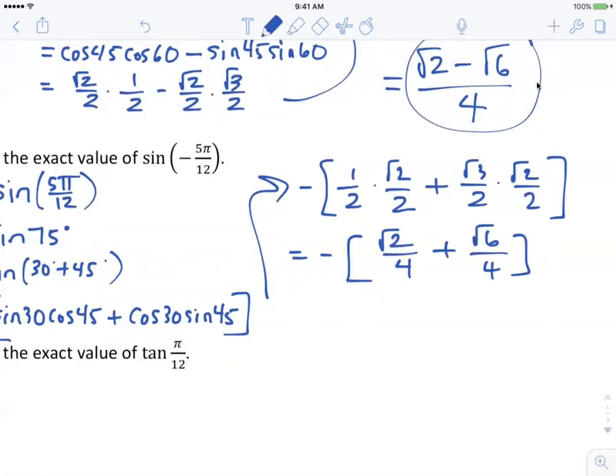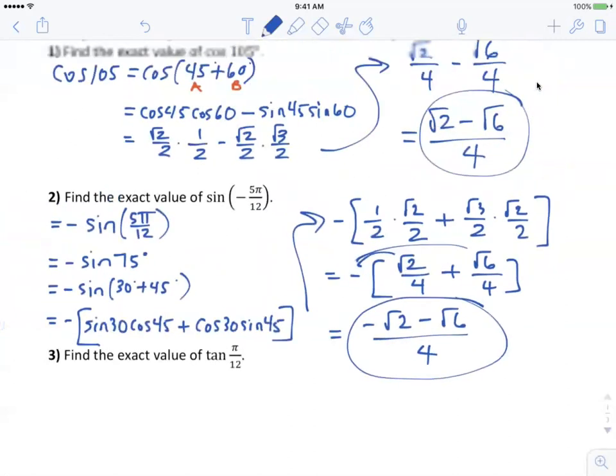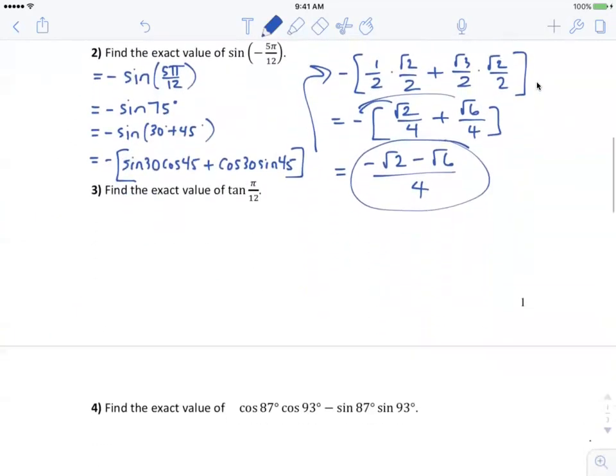And then finally, I'll combine those and I'll just distribute that negative to the top, right? So that's going to be negative root 2 minus root 6, and then just write it all over 4. And we are good to go on that one. Okay. How about the next one?